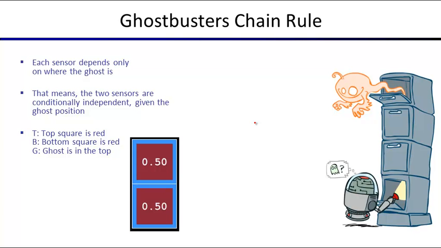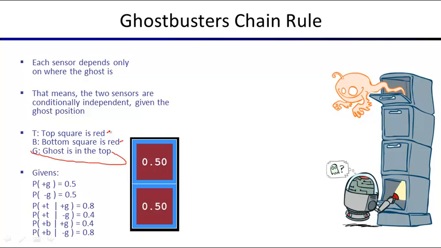So let's see, we have the ghost. One random variable is whether the ghost is in the top square or not, true or false. We have a measurement for the bottom square, a measurement for the top square. We could measure it as red or not. Red means that it's likely the ghost will be there. These are two independent sensors.